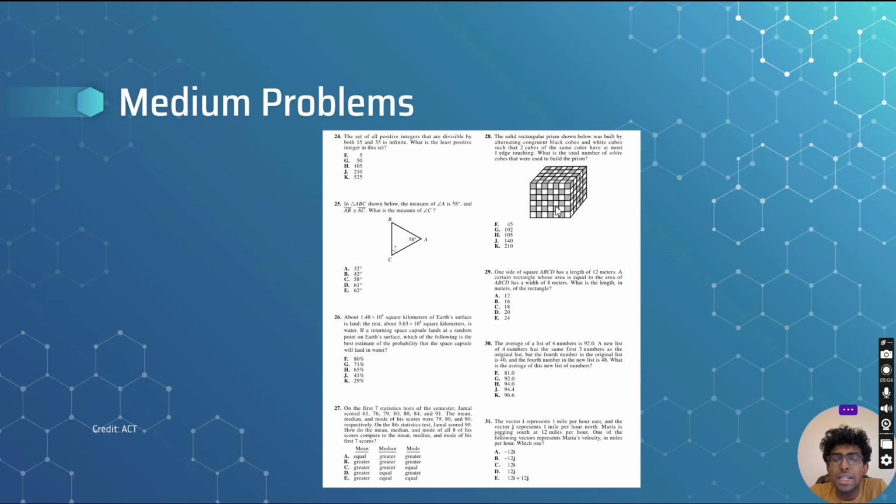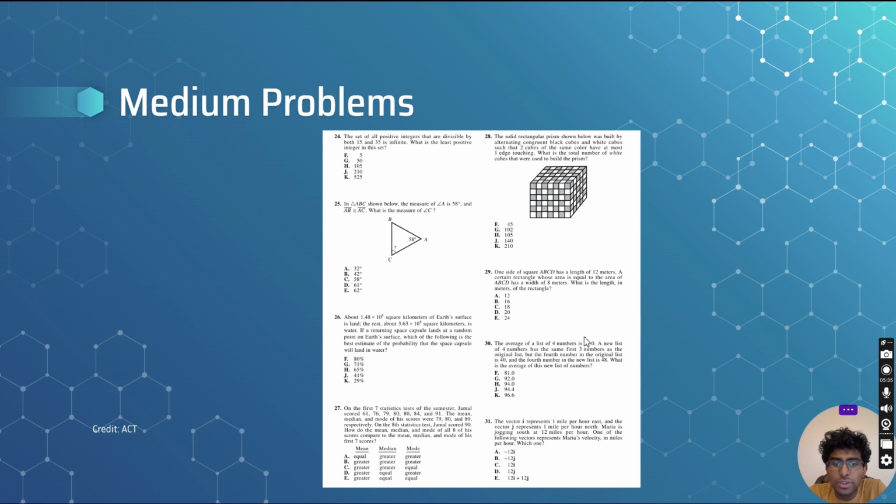28 is talking about black cubes and white cubes, two colors, they have one edge touching. So total number of white cubes. This is one where you're going to have to do a lot of counting to get your answer. 29, one side of square ABCD is length 12, rectangle equal to the area of ABCD, width of 8. So find the area of the square and then set it equal to length times width for the rectangle. Remember the area formulas for those two shapes and you should be able to get your answer.